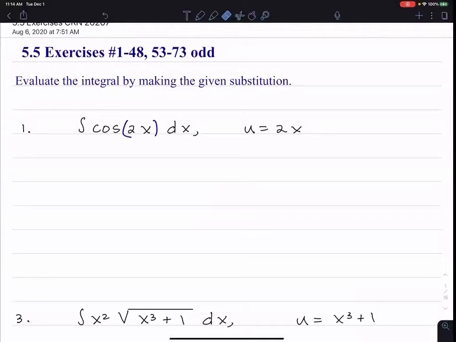I'm just going to start doing some of these exercises where we use the substitution rule. If you have any questions, speak up, but you are recorded. Anyway, okay. So we'll see how this goes.